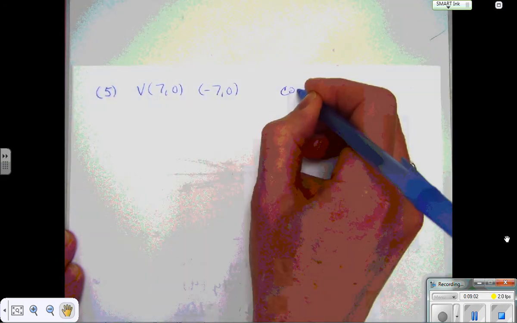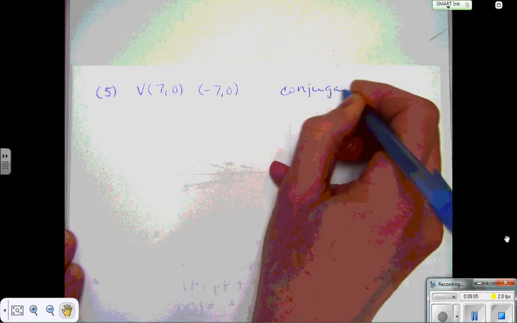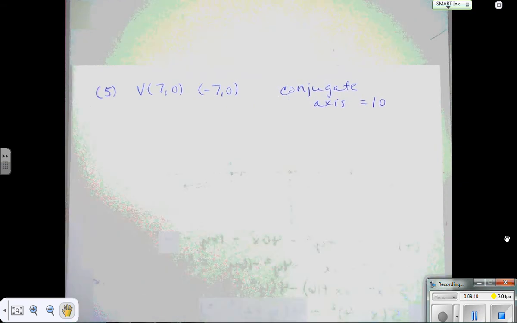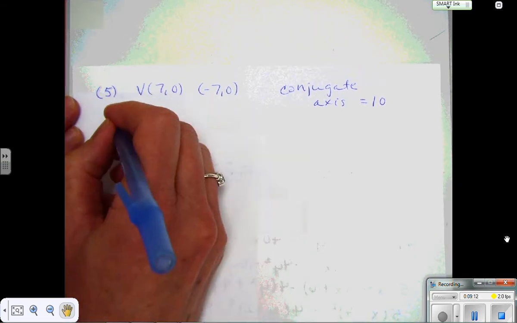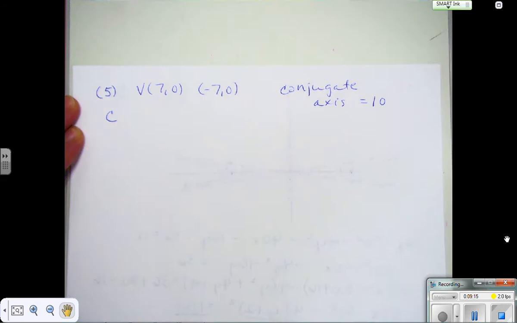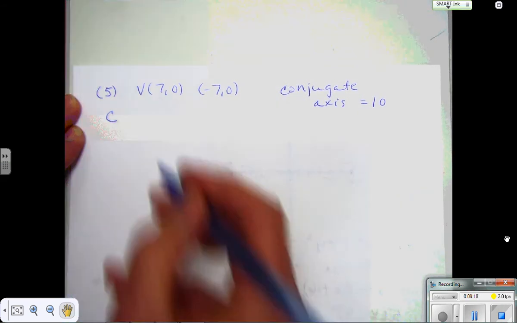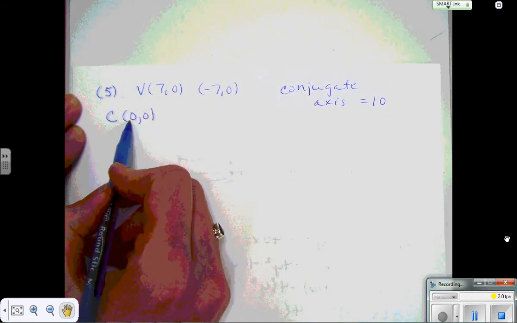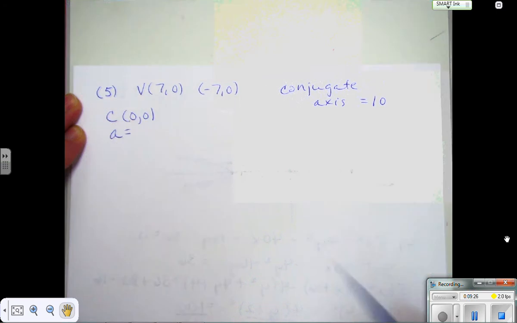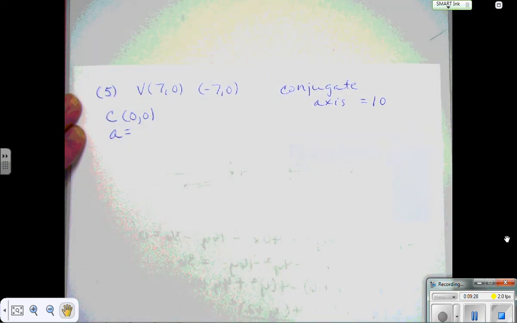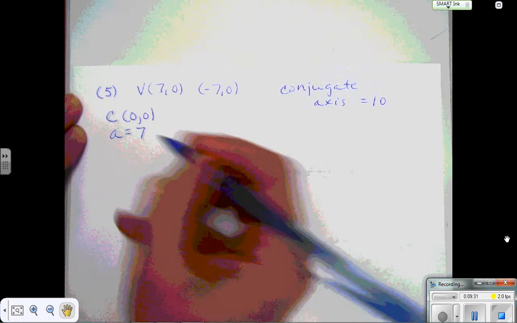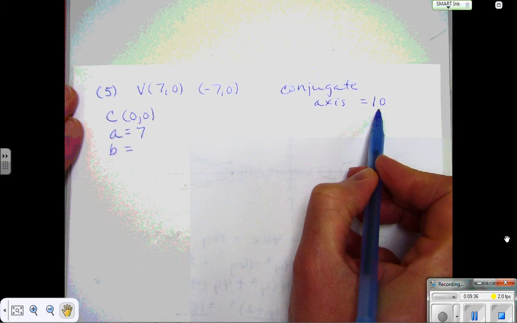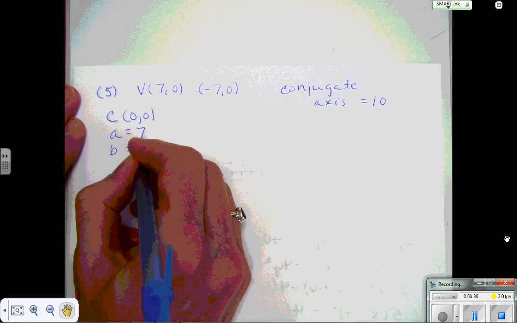And the conjugate axis is 10 units long. So first of all, let's get the center. I can just use the midpoint for the vertices to get the center, which is going to be 0, 0. Okay, so from the center to a vertex will give you A. And what is A? 7, right. The vertex is 7 units away. And B, I can get from the conjugate axis, because the conjugate axis is 2 times B. So B has to be 5.